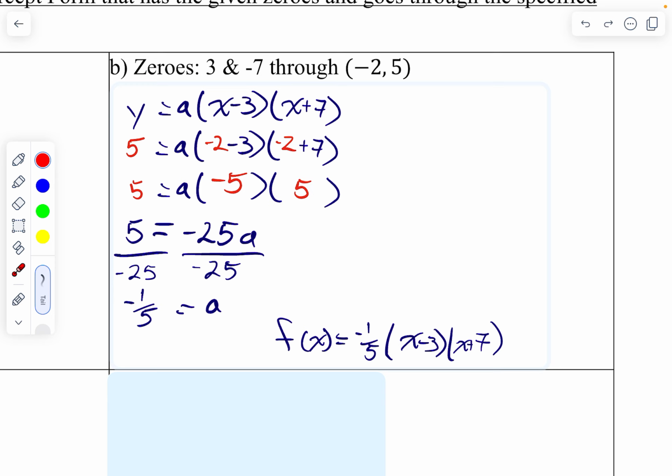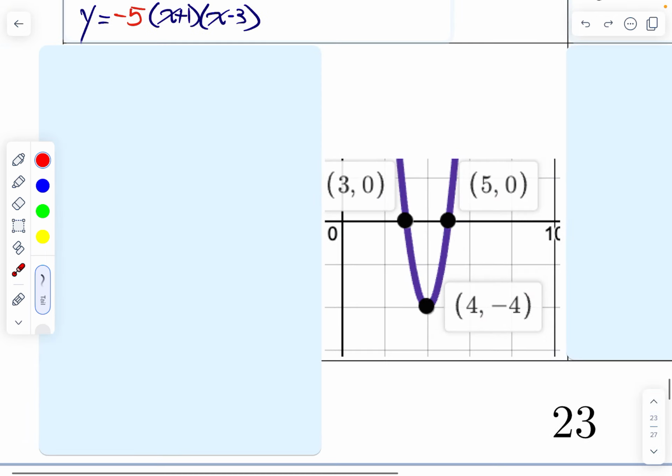So I have 5 equals a times -5 times 5. Well, if I do -5 times 5, I get -25. So 5 equals a times -25, and I can divide everything by -25, and I get a equals -1/5. So I can substitute that back in where I used to have a. Everything else is exactly the same. The factors x minus 3 and x plus 7 stay totally the same.